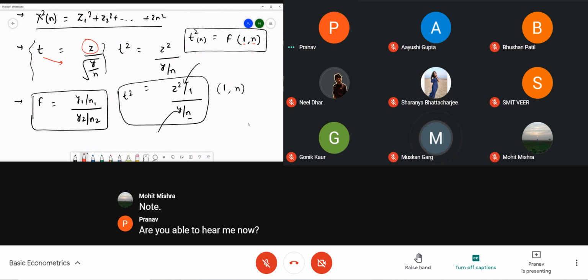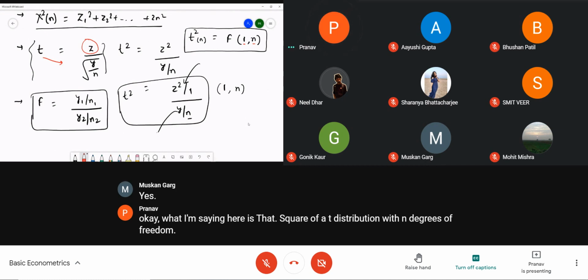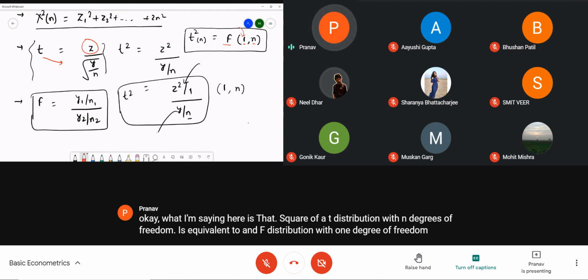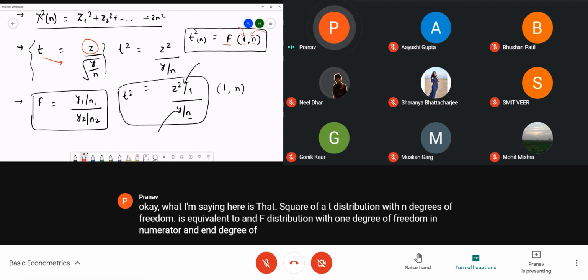Yes, sir. Okay. What I'm saying here is that the square of a T distribution with n degrees of freedom is equivalent to an F distribution with 1 degree of freedom in numerator and n degrees of freedom in denominator. Is this clear?